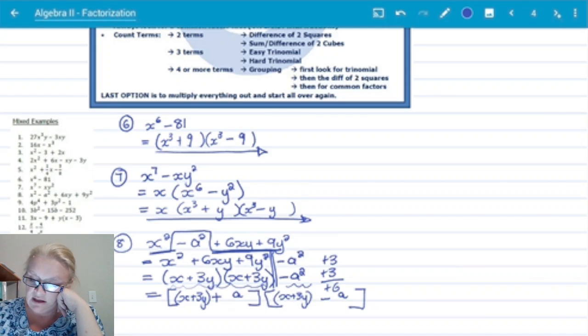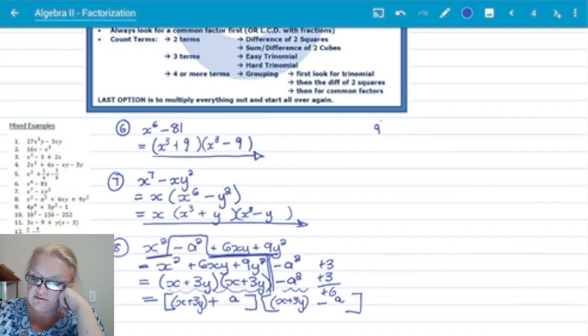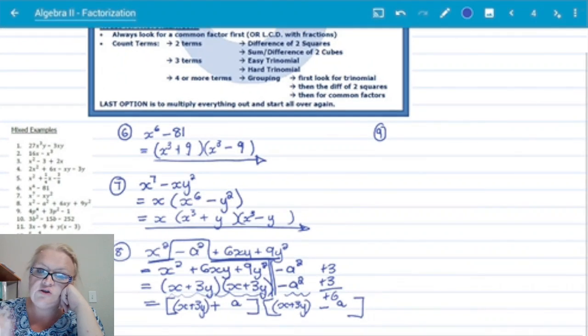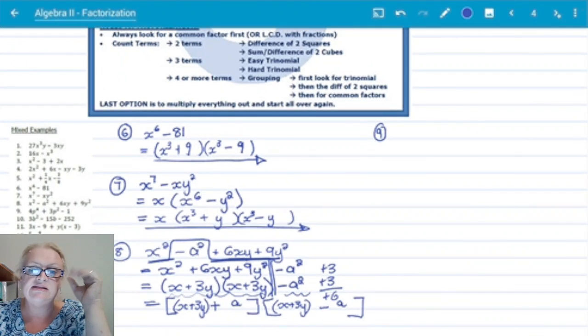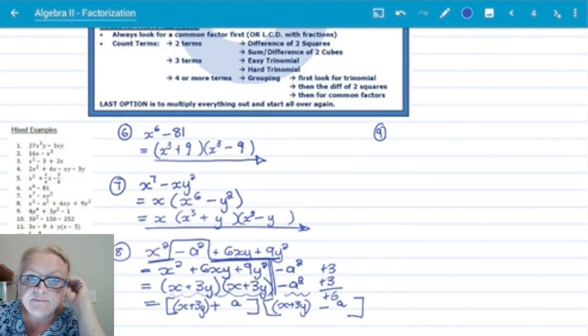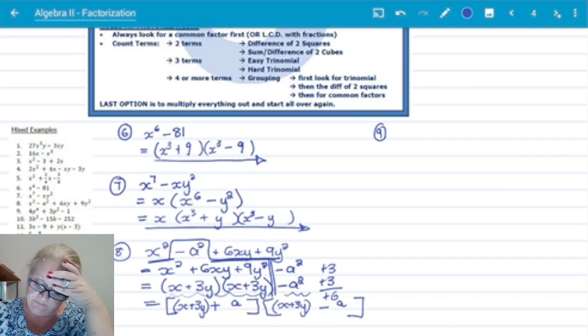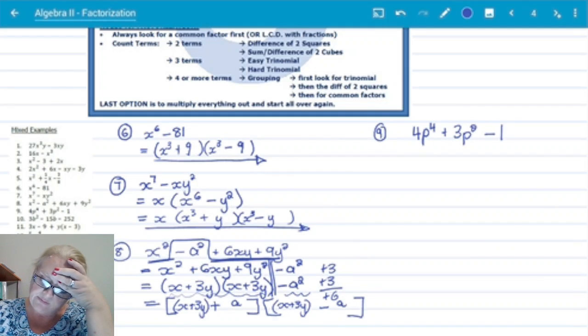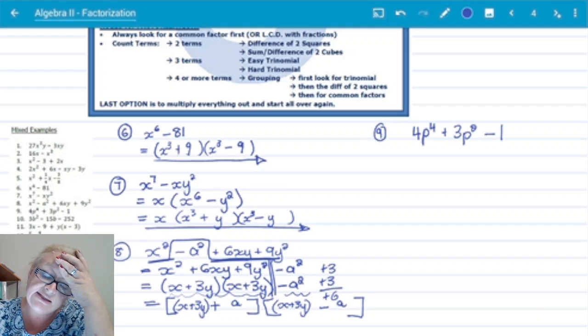Got it? I'm working a little bit faster now so that you can get into the rhythm of how these things should be working, how fast they should be working. All right, 4p to the power of 4 plus 3p squared minus 1. First rule, common factor. Is there one? No. Second rule, count the terms. There are 3 terms, which makes this a trinomial.